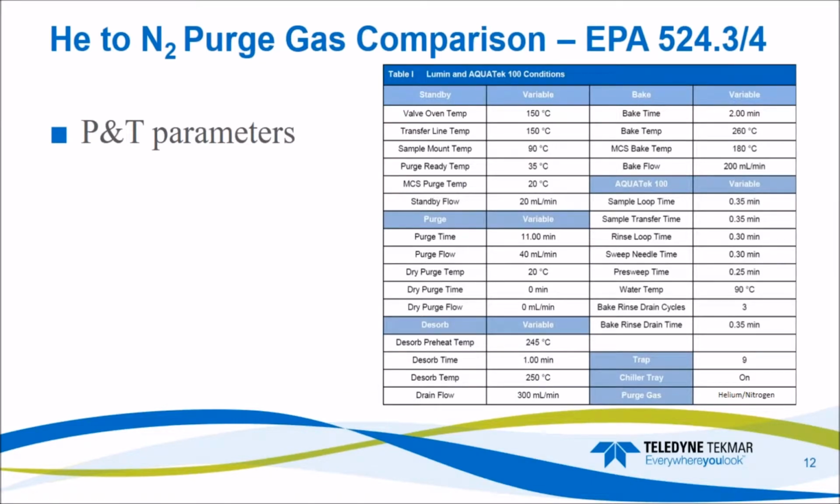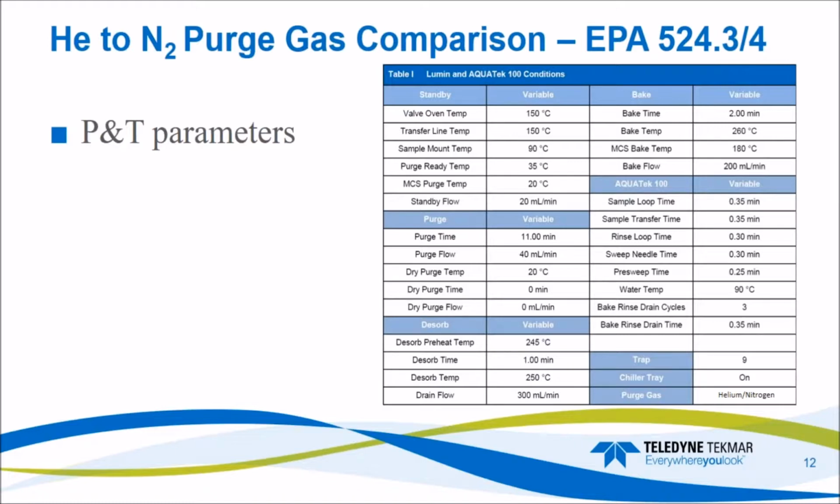Now let's get into some data. These are the purge and trap parameters for the Lumen Aquatech 100. And this is an app note done with 524.3 with helium as the purge gas and 524.4 with nitrogen as the purge gas. Helium remains the carrier gas in the GC. I just want to point that out.